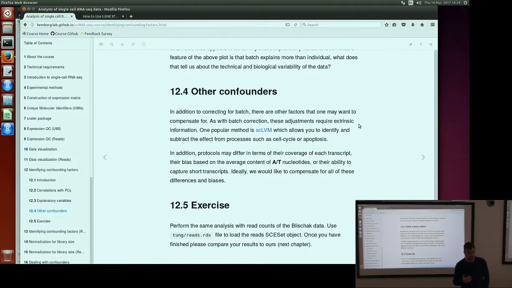There, of course, are other factors that one might want to account for, and some of these require external or extrinsic information. One thing that we might consider in many single-cell experiments is the effect of cell cycle on the measured expression levels. In bulk samples, the general assumption is that if you're averaging over 10,000 cells, they may be in different phases of the cell cycle at the point that you assay them, but this averages out, or comes out in the wash.